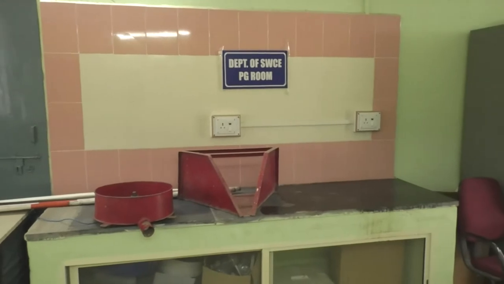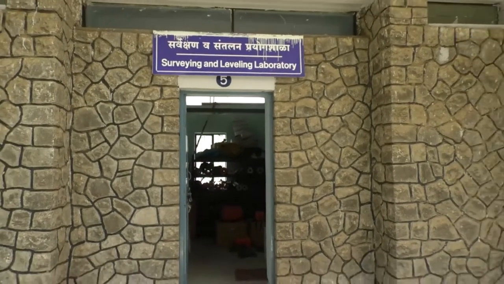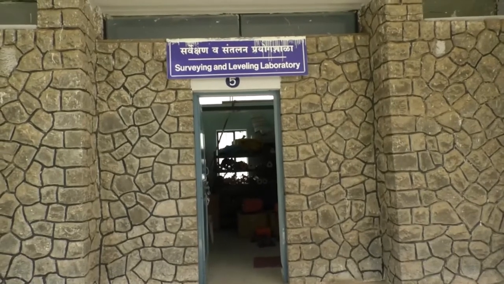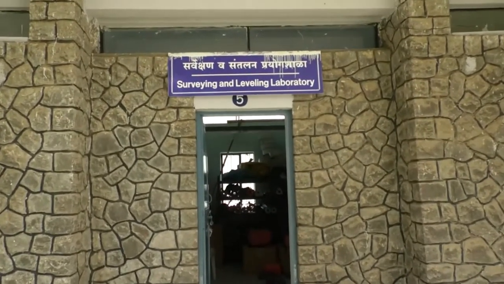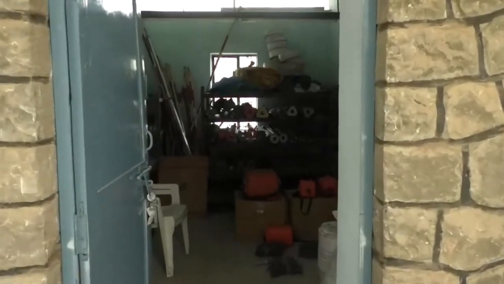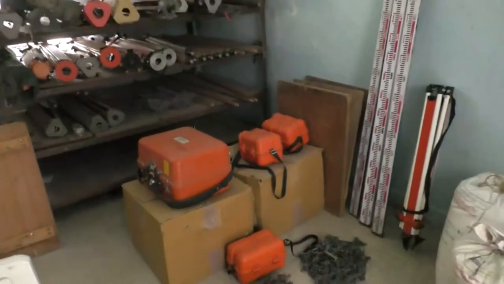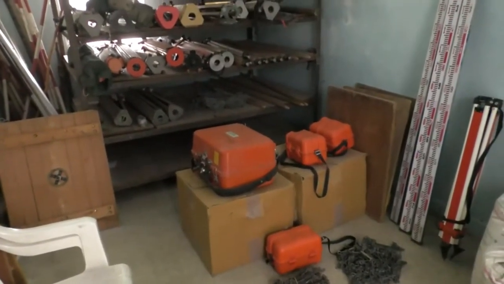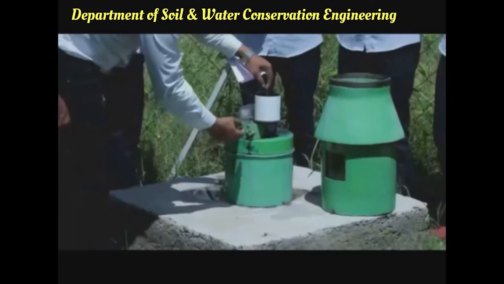This is the surveying and leveling laboratory, consisting of quick set levels, prismatic and surveyor compass, plane table, meters, chains, ranging rods and other equipment. These are the rain gauges.